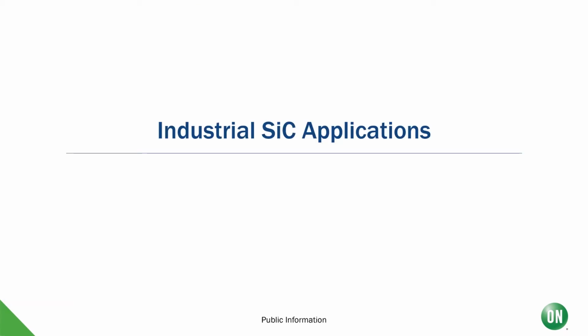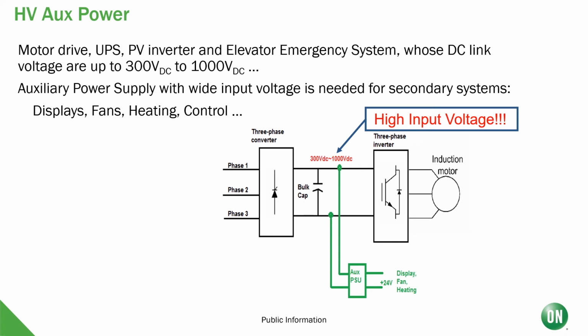Okay, let's take this and dive in and look at how these parts are affecting industrial SiC applications. One area where SiC really makes a good solution is the high voltage auxiliary power. So we have all the motor drive, UPS, solar inverters, elevator systems where the DC link voltage is anywhere from 300 volts up to 1,000 volts. And then we need to tap into this to run all the secondary systems. So this would be an aux power supply where we can have a high voltage input.